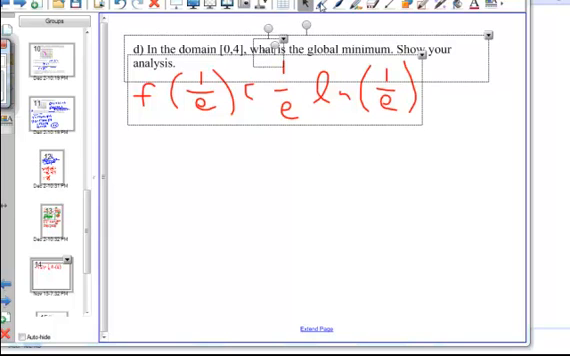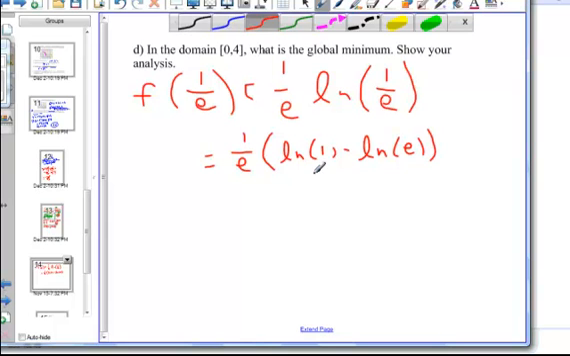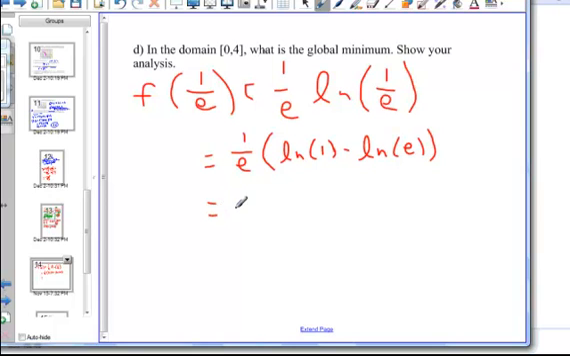All right, so using our log rules, let's simplify this a little bit more. We have 1 over e times ln of 1 minus ln of e. And we know that ln of 1 is just 0, and ln of e is 1. So this equals negative 1 over e. Yes, you should be able to do that without a calculator.